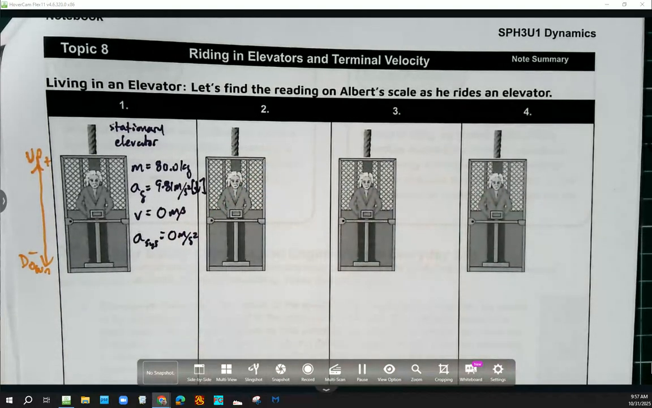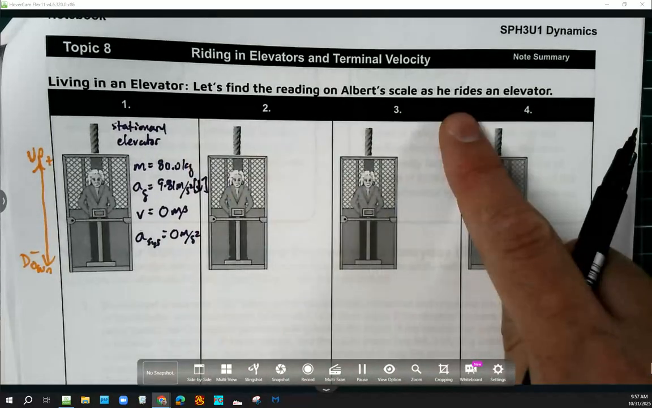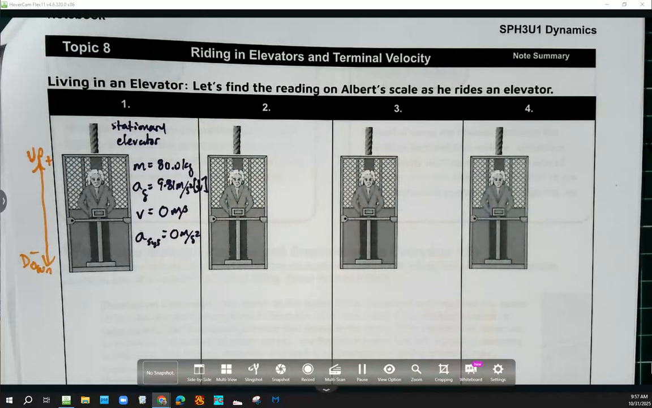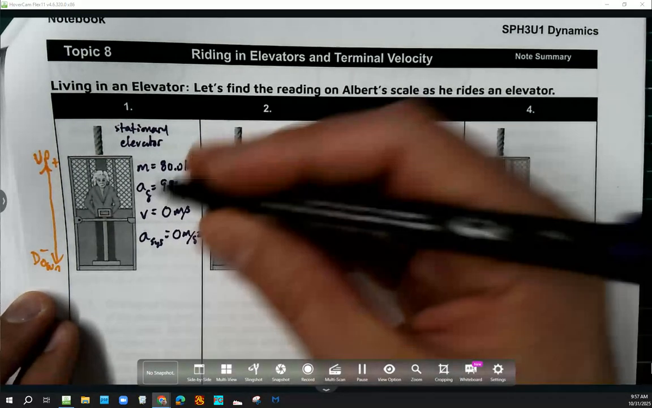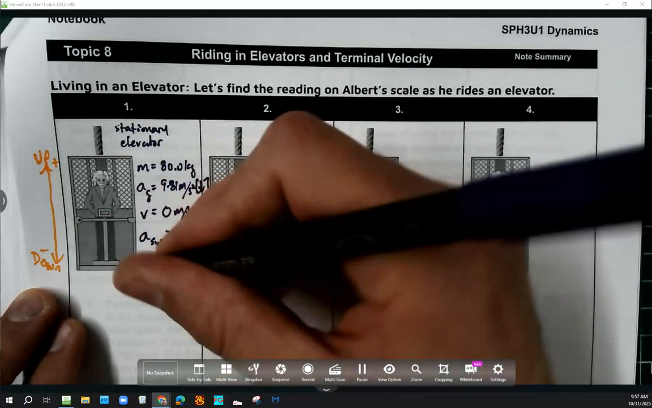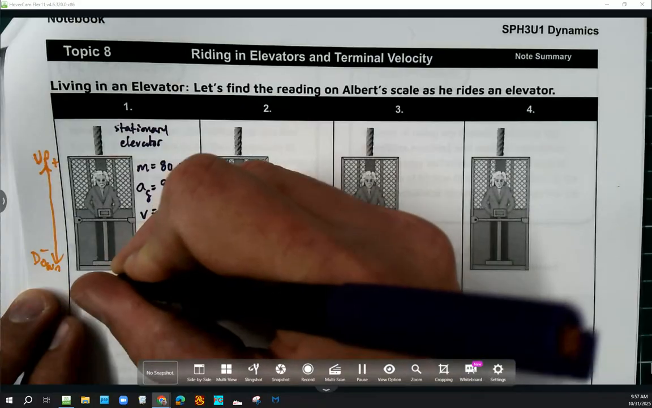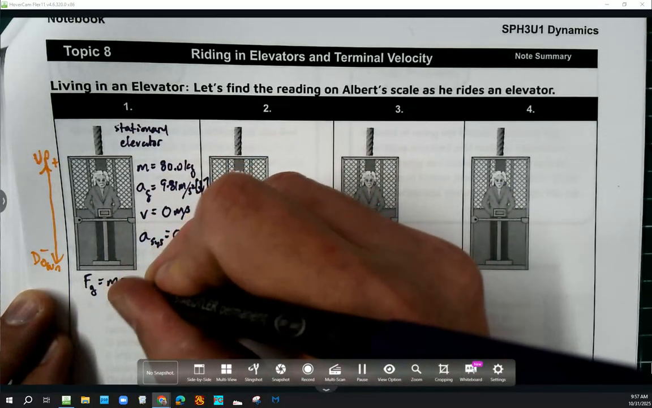And the sentence at the top of the page, the header, says, let's find the reading on Albert's scale as he rides an elevator. And if we're trying to find the reading on the scale, what force are we trying to find? Normal force. Yeah, we're looking for the normal force, because that's what scales read, they measure the normal force. Just to differentiate this, let's make sure that we know that his actual weight is defined as force due to gravity, which we could calculate as mass times acceleration due to gravity.